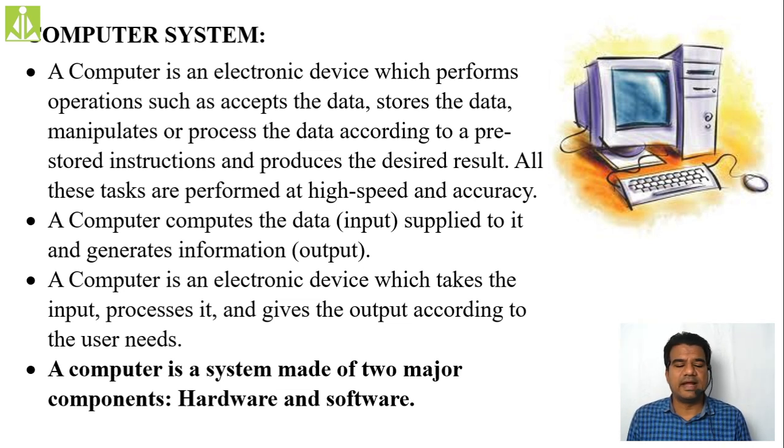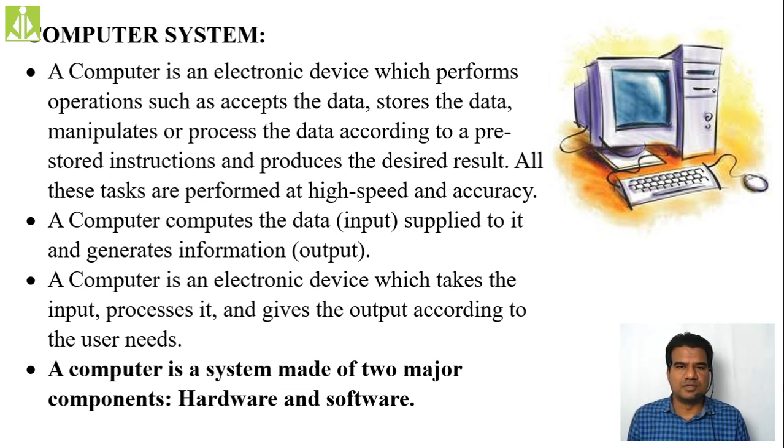Okay, so the second definition, if you see: a computer computes the data supplied to it and generates the information. Simple definition. A computer will take the input and generate the output. Yeah, this definition also we can accept. A computer will take the input. Input is nothing but data. A computer will take the data, compute the data, that is nothing but input, and show us the result, or generate the information.